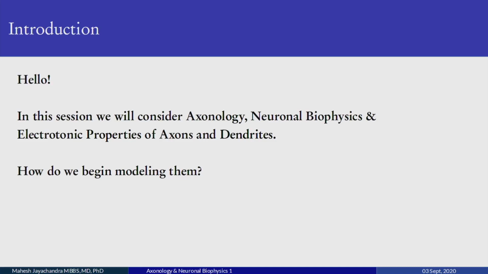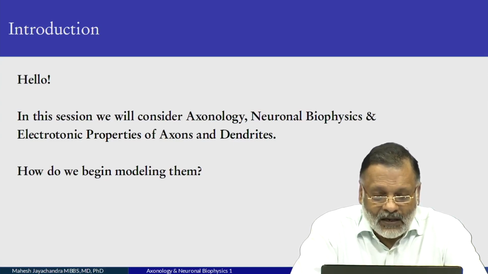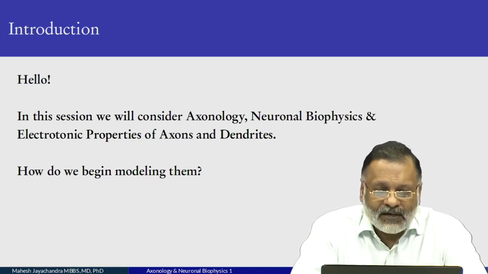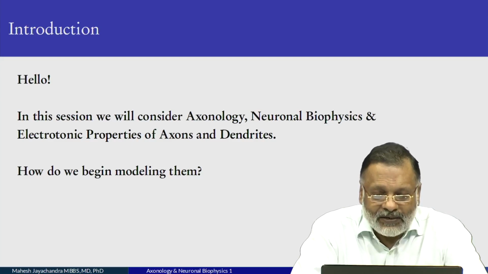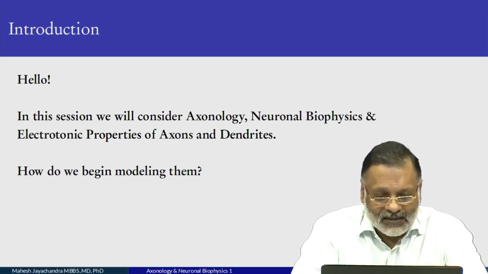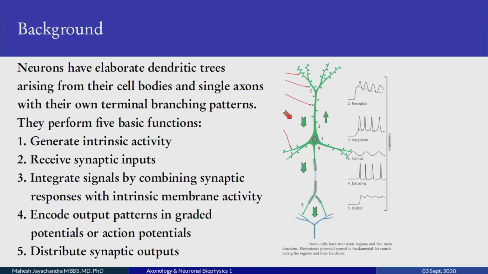But what about the passive properties of the axon? The neuronal biophysics, the electrotonic properties of axon dendrites. Why should we model them? We model them because using modeling, we can have a pretty good idea and a realistic idea of how it actually works. And to do that, we need to know the different properties which are involved, which cause electrical transmission in axons. So some background.